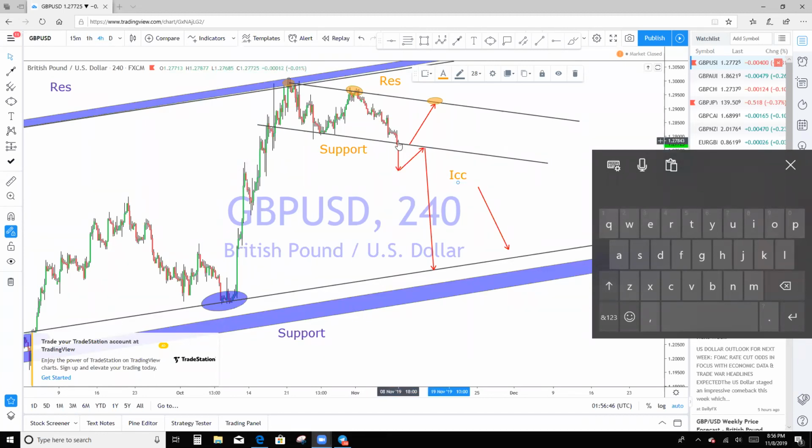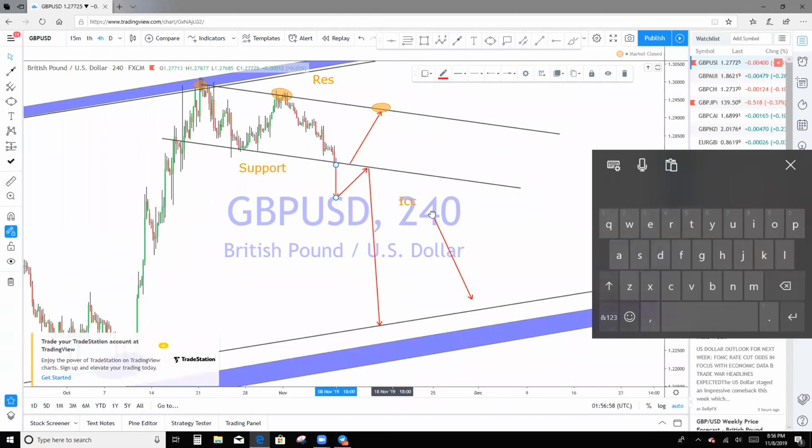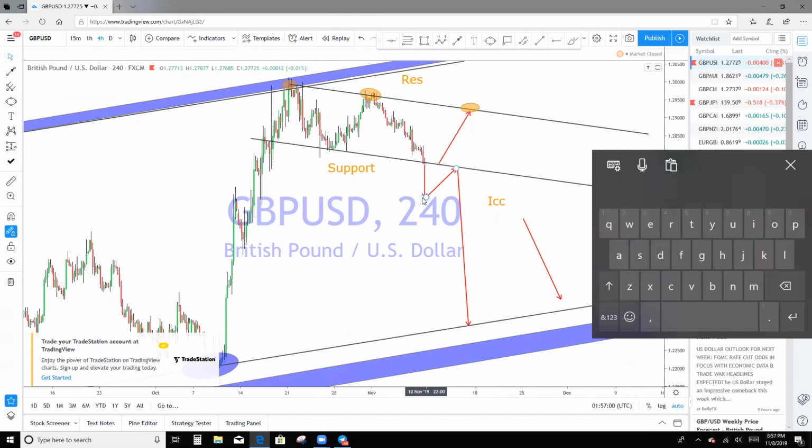So if you see this break through support, which could potentially happen, you wait. You don't go just chasing after those candles, right? Don't do that. Get the best entry for the correction.